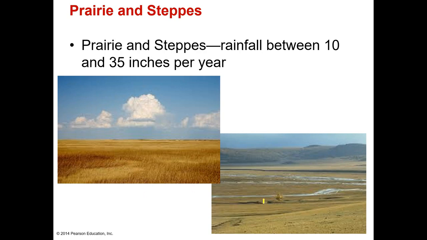Steppes are like prairies, but usually colder, drier, with shorter, stumpier grass. Mongolia would be an example of a steppe. Much of Central Asia would have a steppe. And the American West, which gets a little more moisture, would be a prairie with longer grass and slightly warmer temperatures.